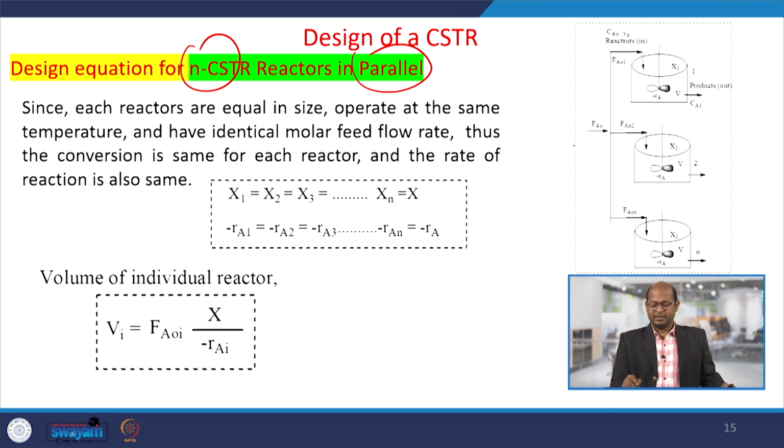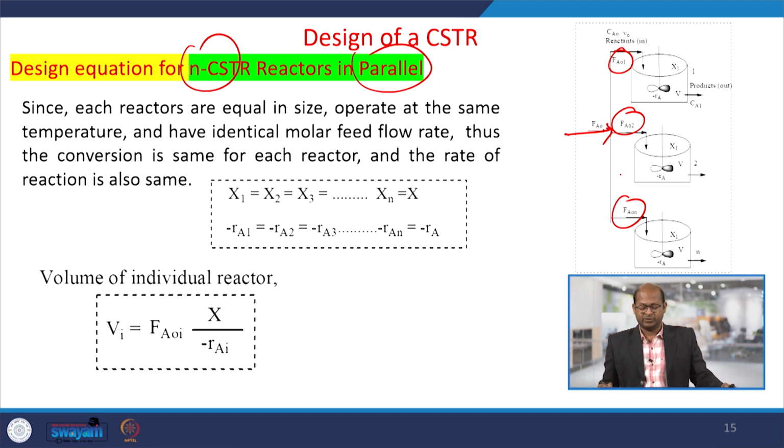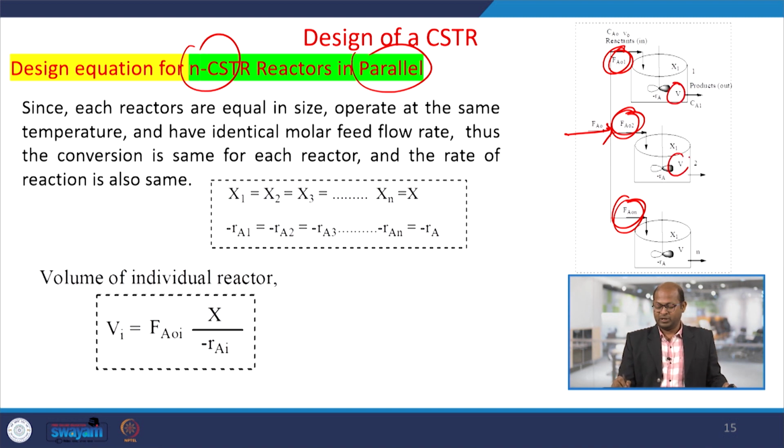Okay. Similarly, if a number of CSTR reactors are placed in parallel, whereas earlier one was series, here the feed is divided into n reactors. Here 3 reactors were taken and connected in parallel. So the same quantity of feed is entering each reactor. The volume is also fixed for each reactor.